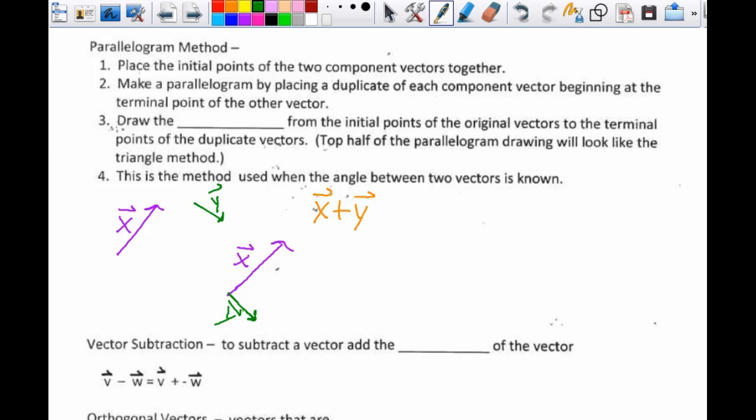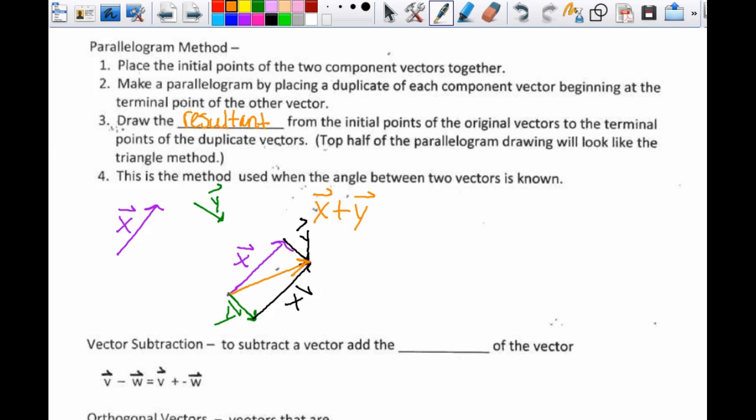So then it goes on to say, make a parallelogram by placing a duplicate of each component vector beginning at the terminal point of the other vector. So here's x. I'm going to take y and put it right there. And I'm going to take x and put it right there. Then we draw the resultant from the initial points of the original vectors to the terminal points of the duplicate vectors. So from here to there.